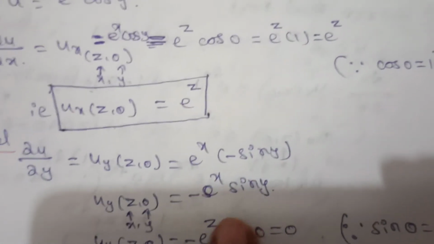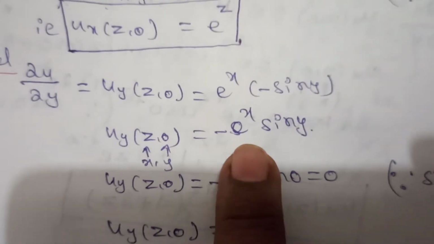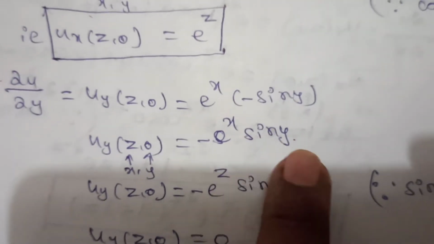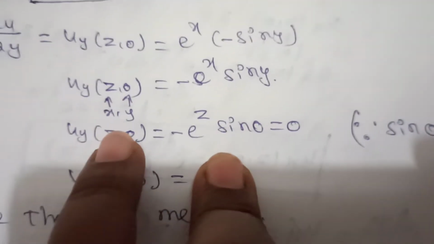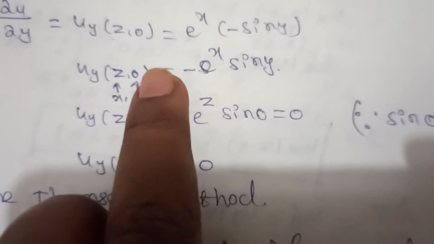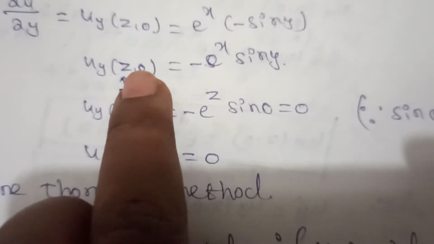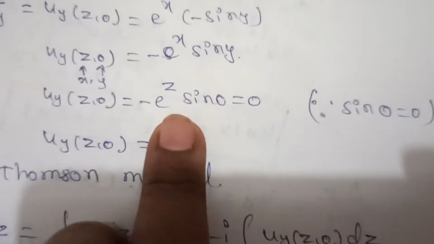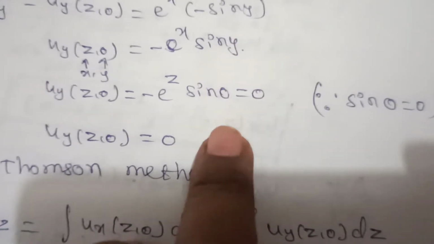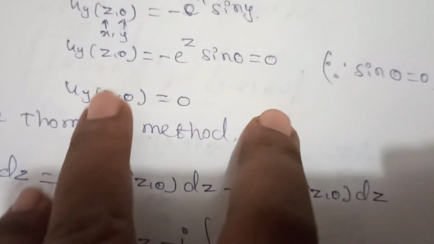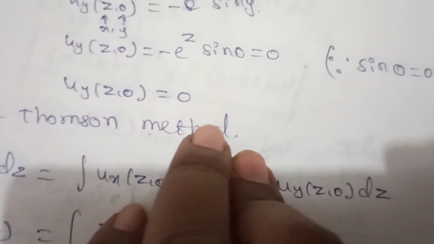which is minus sin y. So u_y(z,0) is equal to minus e^x sin y. Now to apply the point u_y(z,0), substitute the x value z and the y value 0: minus e^z into sin 0. Sin 0 is 0, and 0 times anything is 0. Therefore u_y(z,0) is equal to 0.